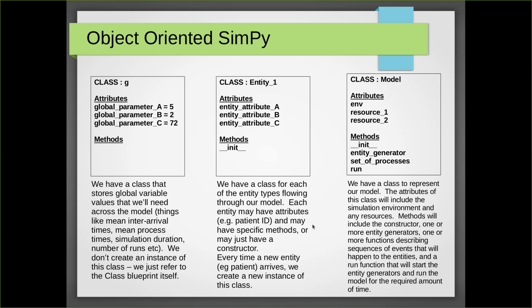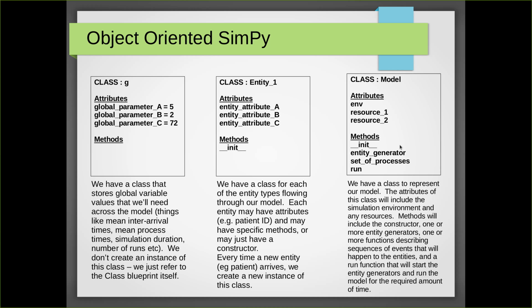We also need a class to represent the model itself. And this class is basically going to host all of the model related stuff. So the attributes will be things like the simulation environment, that was the thing you had to keep passing around before. So we can host that as an attribute of the model class. We can host our resources, so all the resources we need, rather than passing nurses around between function calls. We can store them as attributes of the model class, and we'll also have a number of methods.